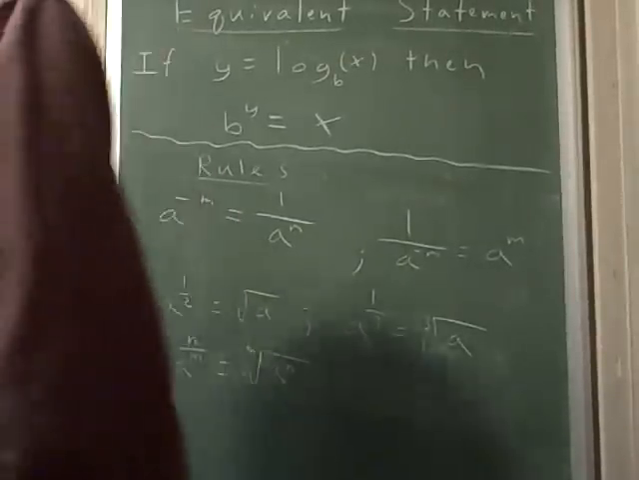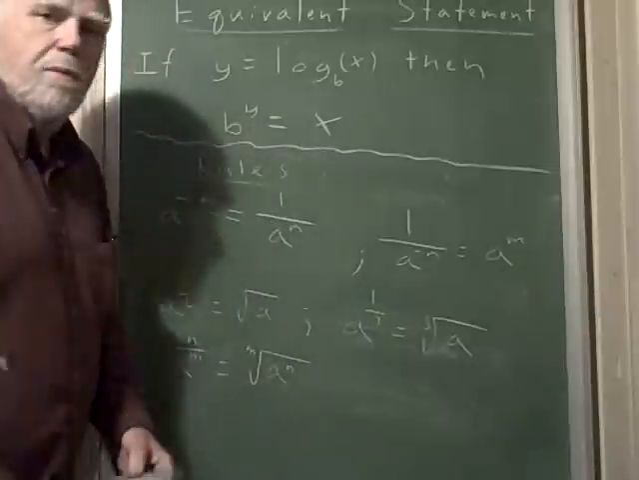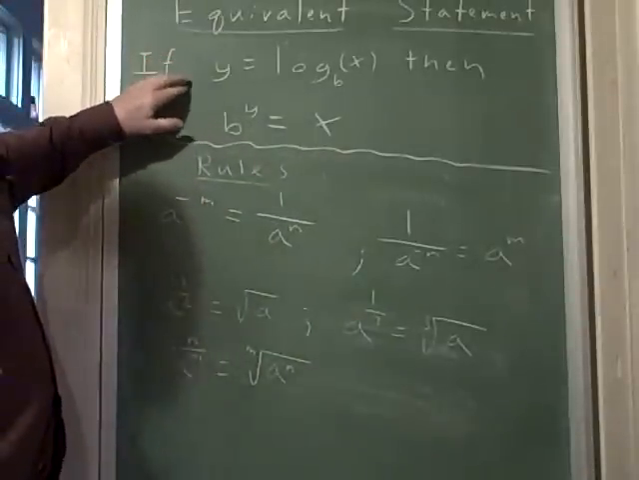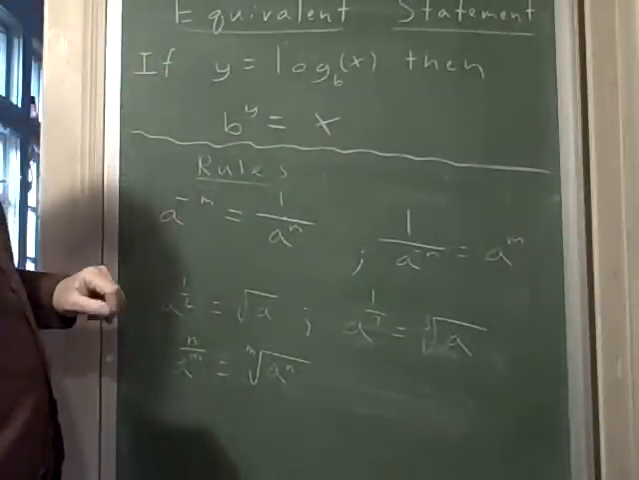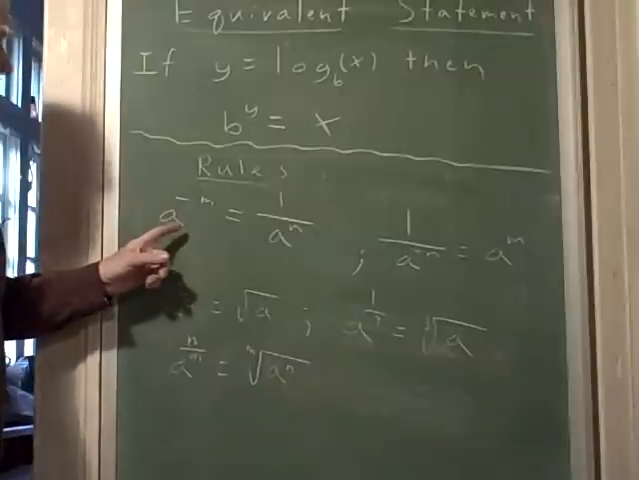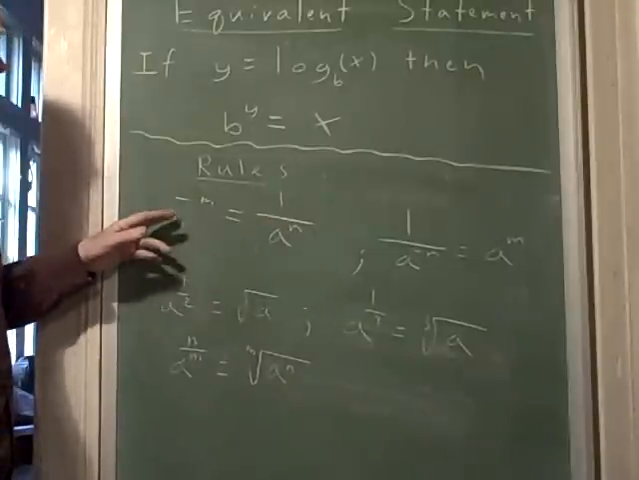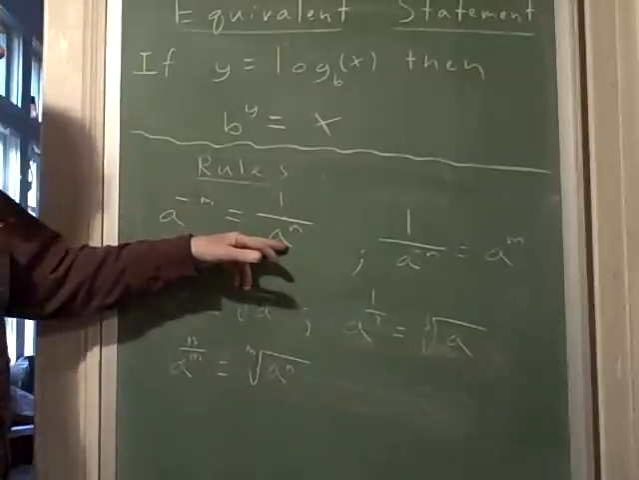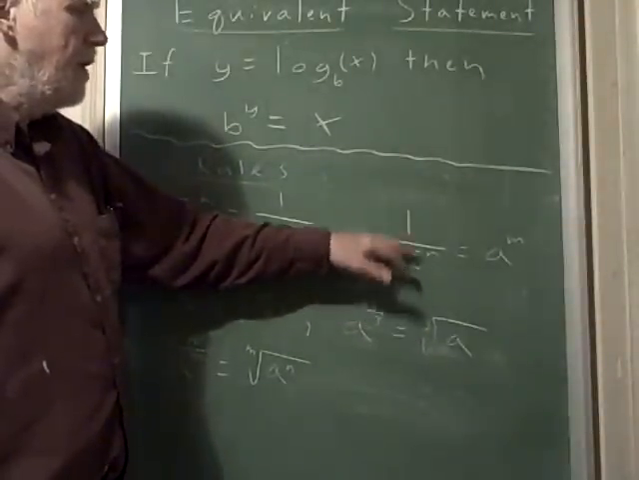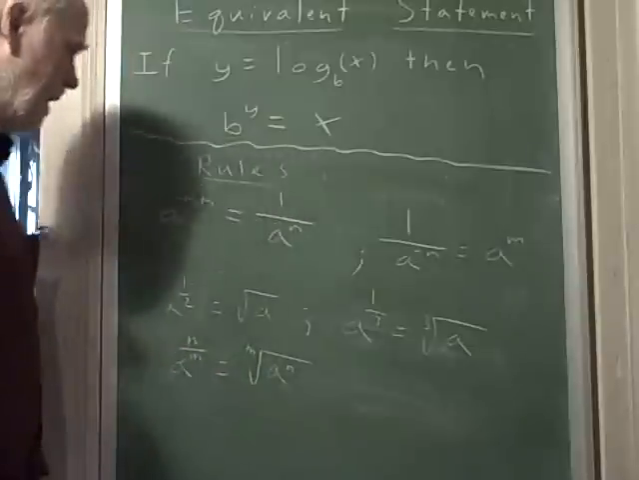We're going to talk about evaluating simple logarithmic expressions, and for quite a while we're going to use nothing but what we call the equivalence statement. I'll get to that in a second. Here we have a few rules of exponents: if you have a negative exponent you bring it down and it becomes positive. Likewise, if it's down in the denominator you bring it up to the numerator and it becomes positive.